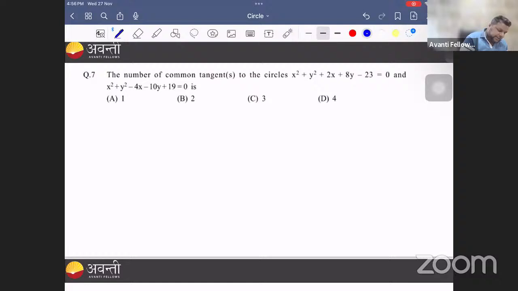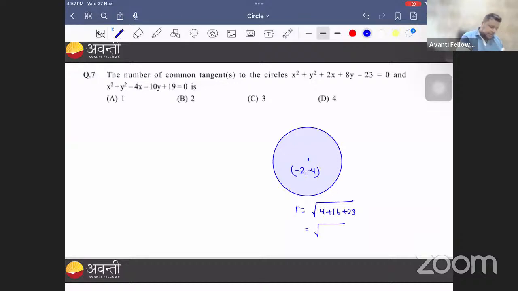See, Pragati, Nandini, if you have judged the situation of these two circles. First of all, check if the circles are in touch or contact or whatever it is. See, one center is -2, -4. Its radius is under root of 4 plus 16 plus 23, that is under root 43.